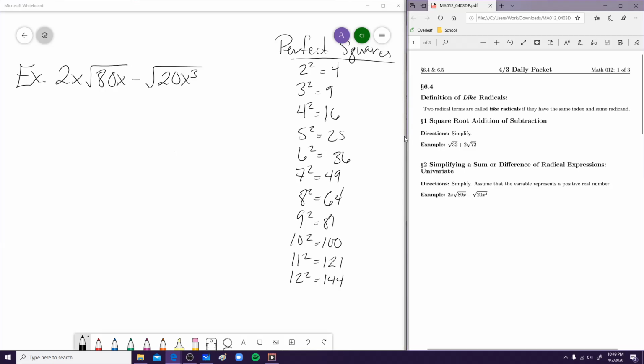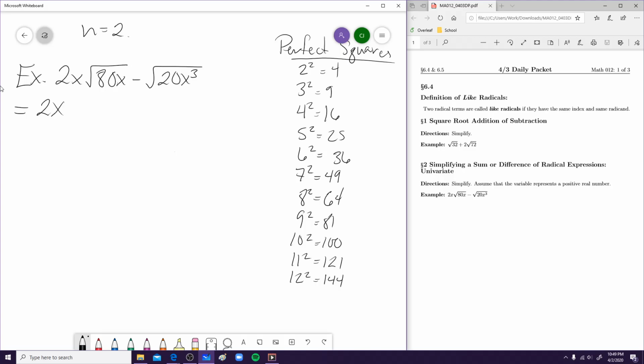The first thing we're going to check is, do they have the same index? They're both square roots. Since there's no number shown, what does that tell us? That tells us that the index is 2. Since they both have the same index, we can hopefully get the same radicand. In this case, the radicand is 80x and then 20x cubed. So let's simplify what's under there.